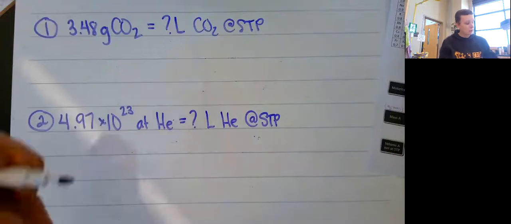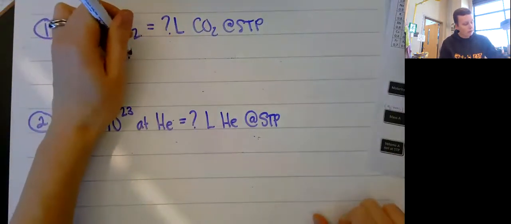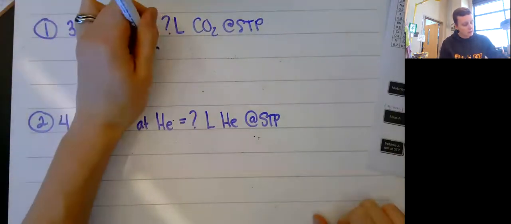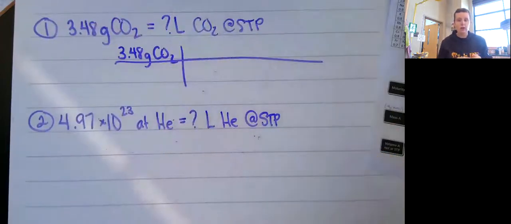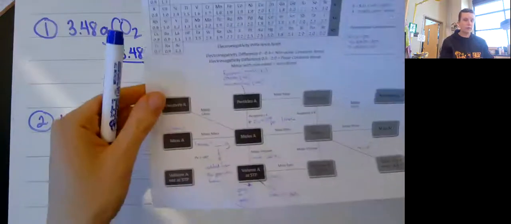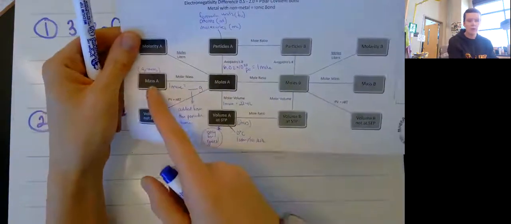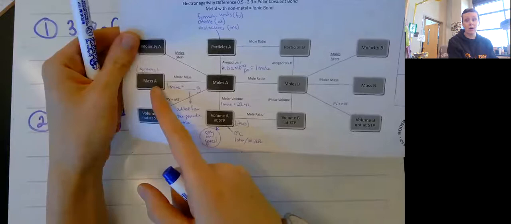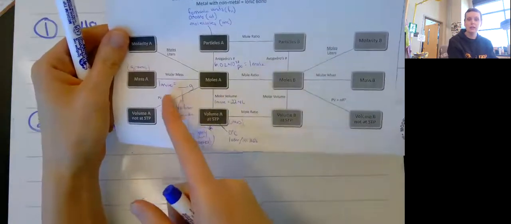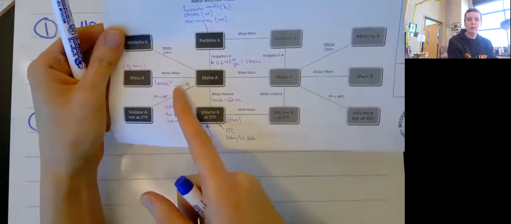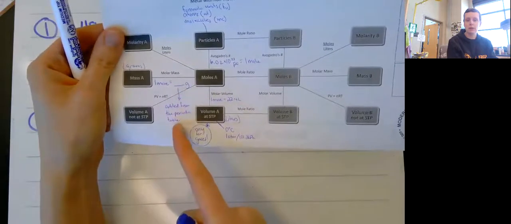Okay, so here we go. Start with what we're given, 3.48 grams CO2. And then let's look at our little molar map to figure out what our first step is. Well, if I'm starting in grams, it doesn't matter where I'm going. I have to use molar mass to get away from mass, right? So this is my first step. 1 mole equals a certain number of grams, which comes from the periodic table.